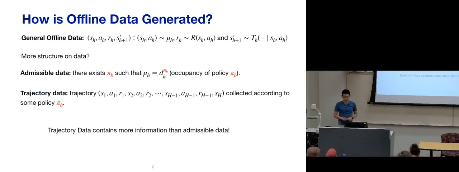We know that this offline distribution mu in the admissible data setting is something like the occupancy measure of the policy pi b. We can define the first step occupancy measure as follows: we start from the initial distribution, we take one step according to pi b, and ask what the next state's occupancy measure is. This is what we call the first step occupancy measure. And the second step occupancy measure is what the state distribution looks like if we take two steps according to policy pi b.